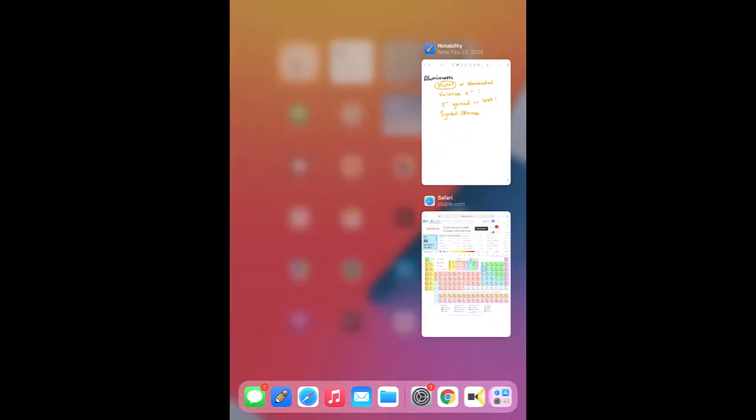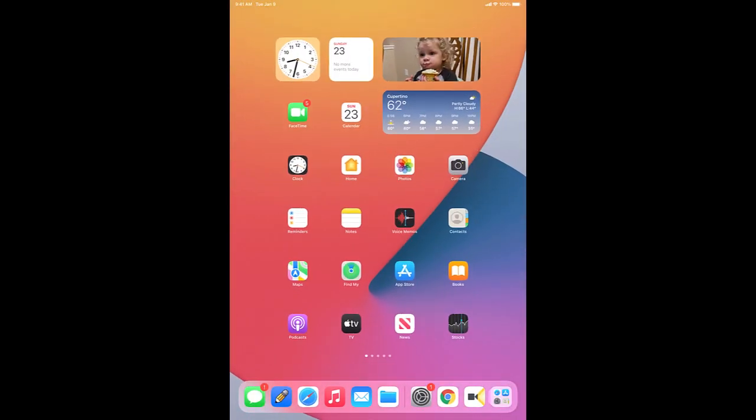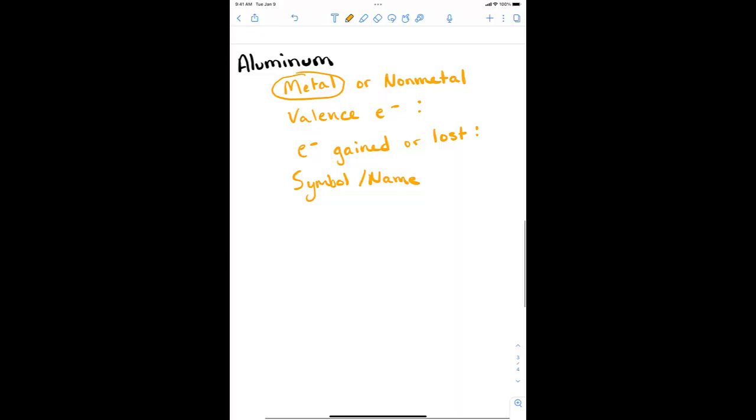If we come back over here, the next question is how many valence electrons does it have? And we can see that it's in group 1, 2, 3 on the periodic table. It's in group 3A, which means it has 3 valence electrons. Okay, so we said it has 3 valence electrons.